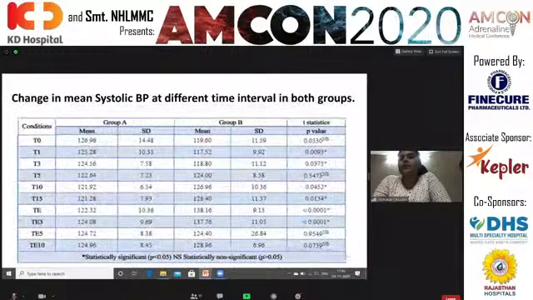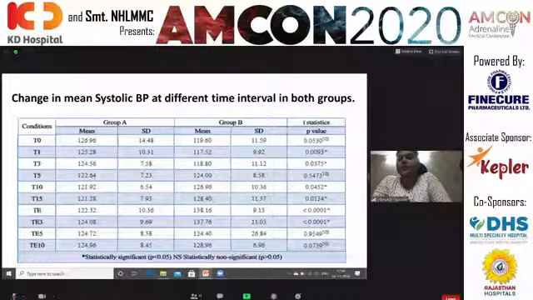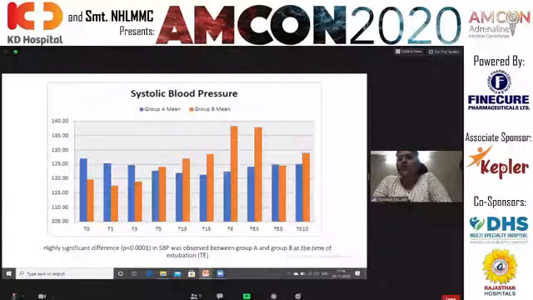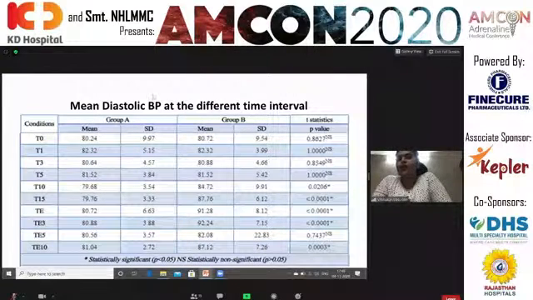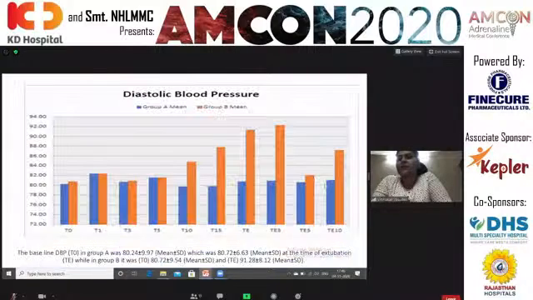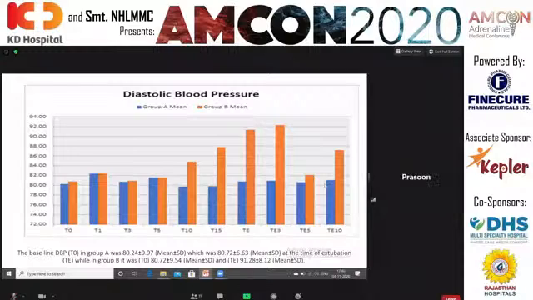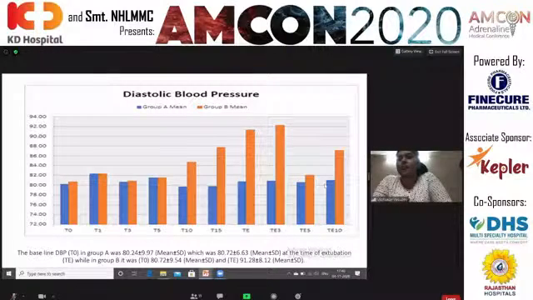Next slide, please. Table shows the change in the mean systolic blood pressure at the different time intervals in both the groups. From the graph, we can see highly significant differences in systolic BP observed between group A and group B at the time of extubation. Graph shows the mean diastolic BP at the different time intervals. From the graph, we can say that a highly significant difference was observed between group A and group B at the time of extubation and thereafter.